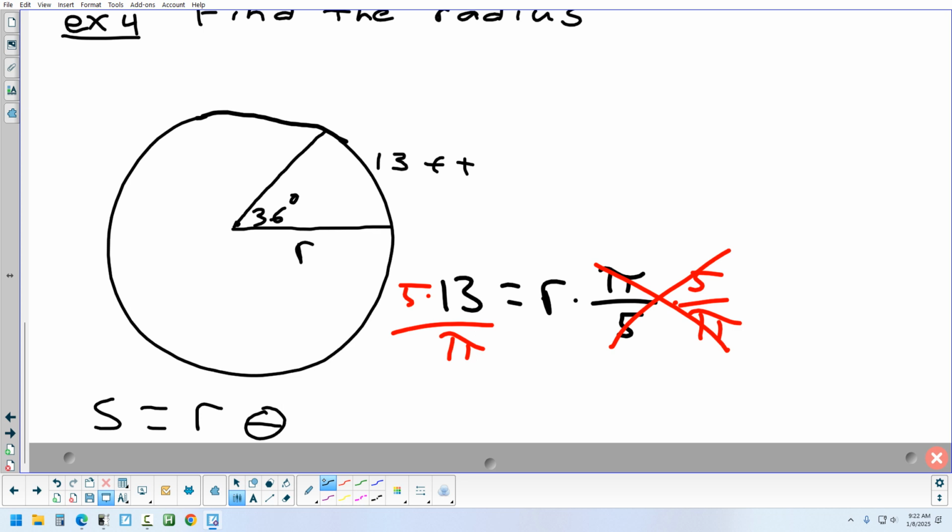65. So my radius is 65 over pi. And do I need a label on that? Yeah, what should my label be? Feet. Okay. R is a length measurement, so you need feet. Any question on using the S equals R theta formula?